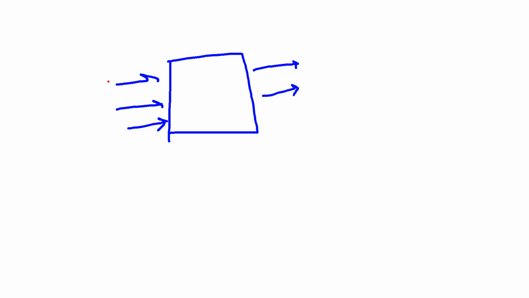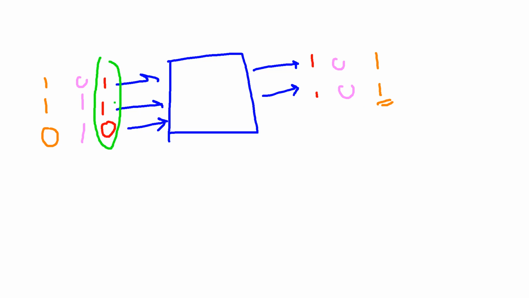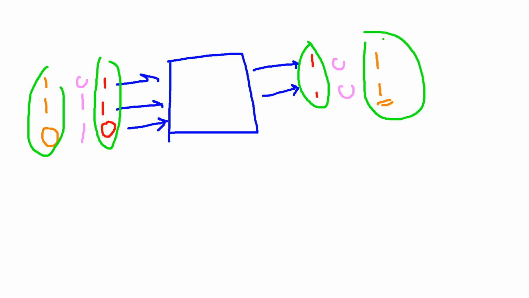For example, if the input is 1, 1, 0, the output may be 1, 1. If I change the input to 0, 1, 1, the output may be 0, 0. And if I apply the input of 1, 1, 0 again, the output will be 1, 1 again. If you apply the same input value, you will get the same output value. This is the basic property of a combinational circuit.